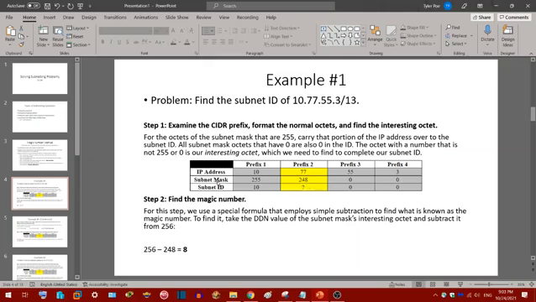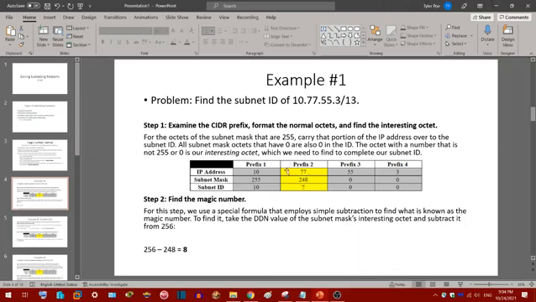In this example, I have the IP address that we were given up here, 10.77.55.3. I have our subnet mask converted from the CIDR to dotted decimal notation, so 255.248.0.0. So finally, with our subnet ID, any subnet mask octet that has 255, you simply carry that number from the IP address over to the subnet ID. So 10 is in our subnet ID. For zeros in our subnet mask, we simply put 0 in our subnet ID.